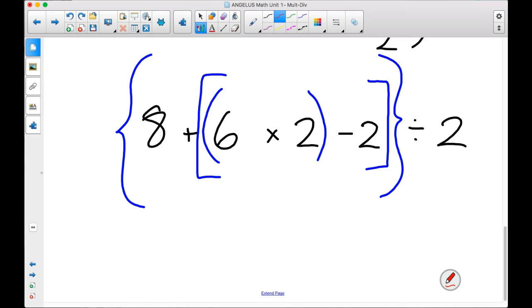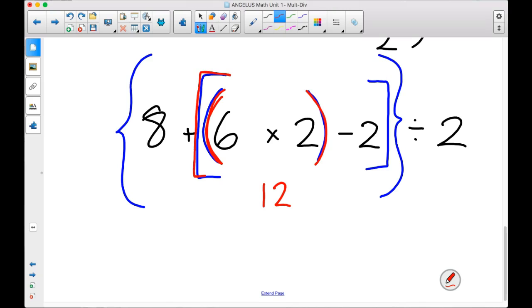Nate? No, look at your parens, Nate. Look at the parens, Nate. One more time. Yes. So I'm going to do this in red. So Nate identified the smallest subgroup as 6 times 2, which equals what, Nate? 12. Take over for Nate. What happens next? Then you have to do the bracket, so 12 minus 2 equals 10.